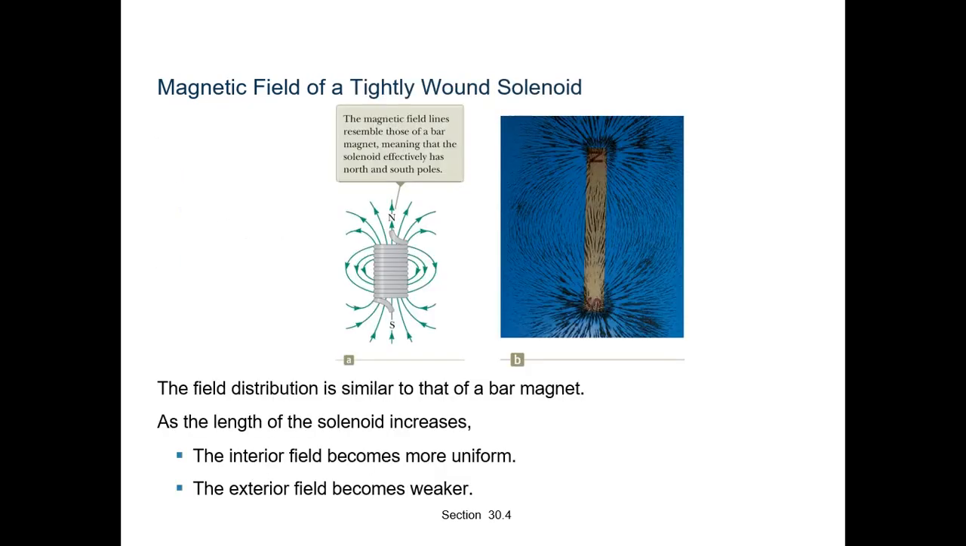Now the magnetic field of a tightly wound solenoid. This is our tightly wound solenoid made of insulated wire. The field distribution is similar to that of a bar magnet. As the length of the solenoid increases, the interior field becomes more uniform and stronger, and the exterior field becomes weaker.